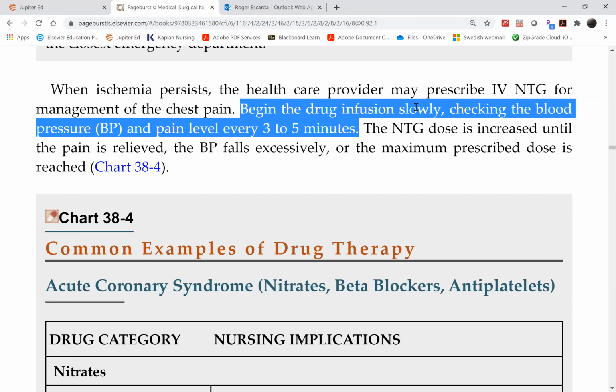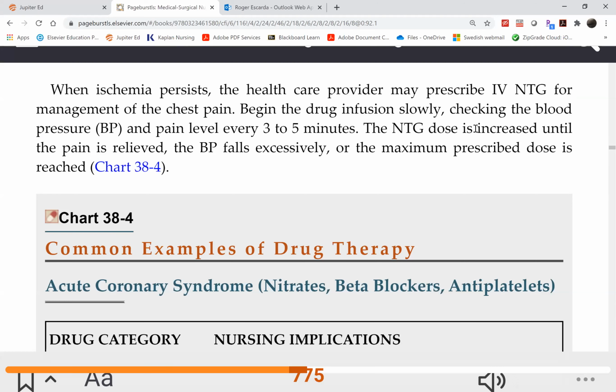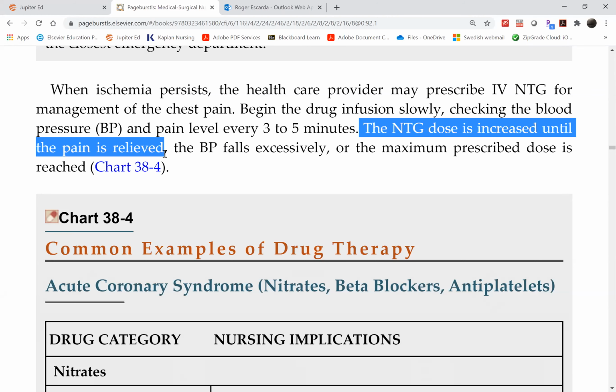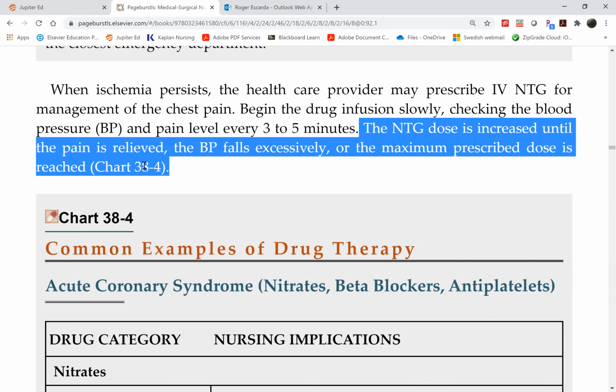So you begin at around 45 micrograms per minute. And then you check your blood pressure, and pain level will be checked every 3 to 5 minutes. It is increased at that interval. At every 3 to 5 minutes, the dose is increased until the pain is relieved, or you stop if the BP falls excessively, or if you reach the maximum dose.